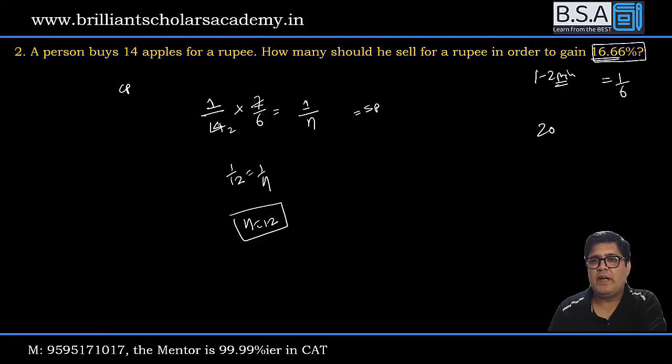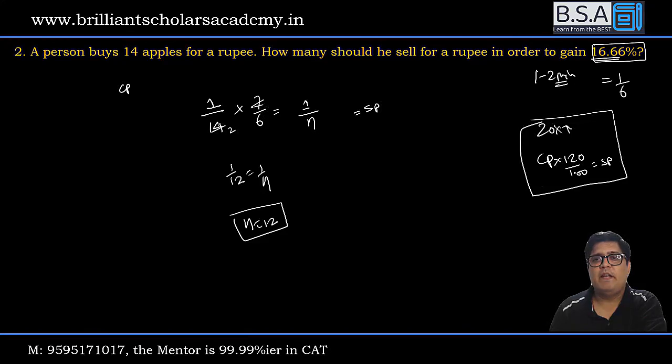If I ask you for 20% profit, can you not multiply CP with 120 upon 100 and say SP? Yes? CP into 120 by 100 is equal to SP. So here the profit percent is 1 by 6. 1 by 6 increased becomes 7 by 6. Increase happens in the cost. Cost into increase is equal to selling price. I have applied the same concept. What is N here? N is the number of apples sold.